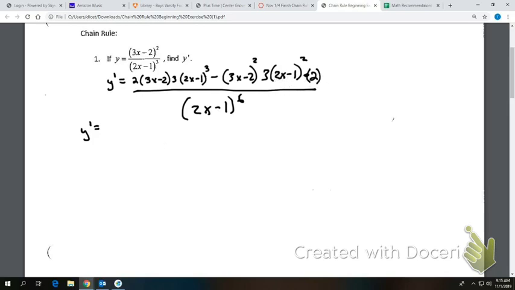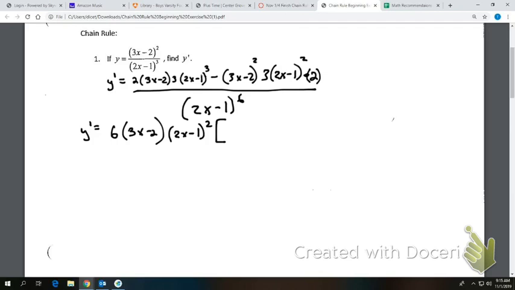So they both have a 6. Let's factor out the 6. They both have a 3x minus 2. They have one of them, so we're going to take out the 3x minus 2. Everybody agree? They both have a 2x minus 1. How many 2x minus 1s can I take out? 2. So 2x minus 1 squared. And then do brackets.